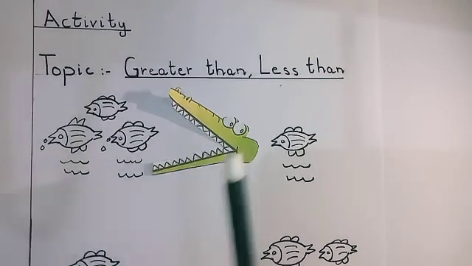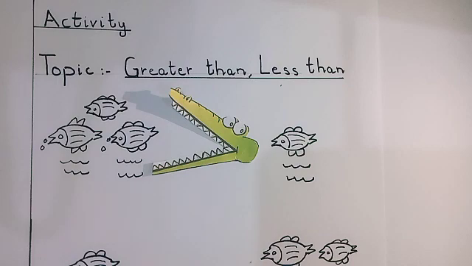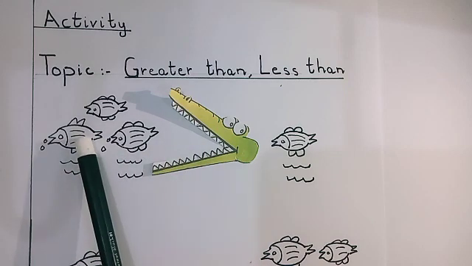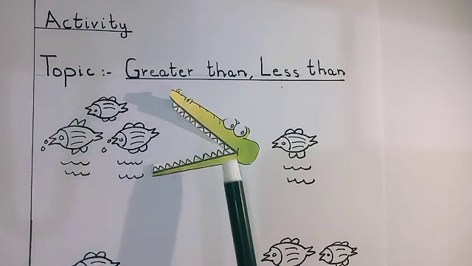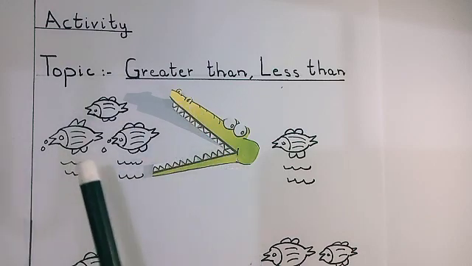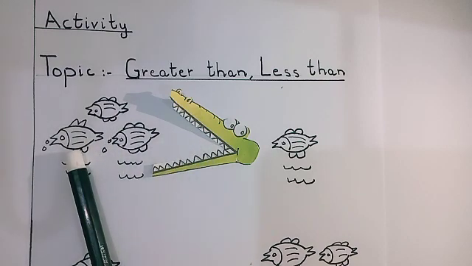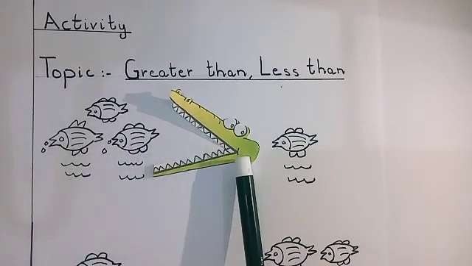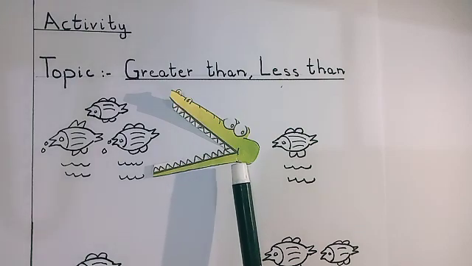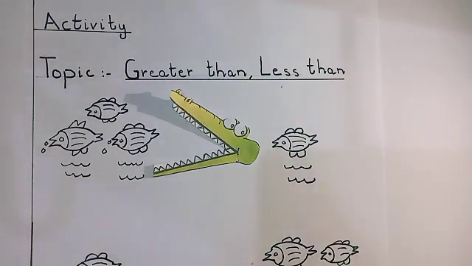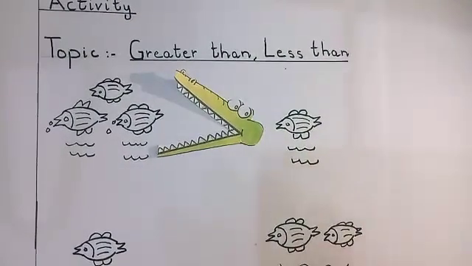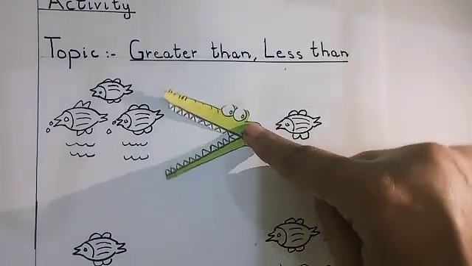Look here and check this sign again. The croc's mouth always opens towards the bigger number. Always. This croc's mouth always opens towards the bigger number, and this corner will remain towards the smaller number. Let's see what this crocodile is doing.